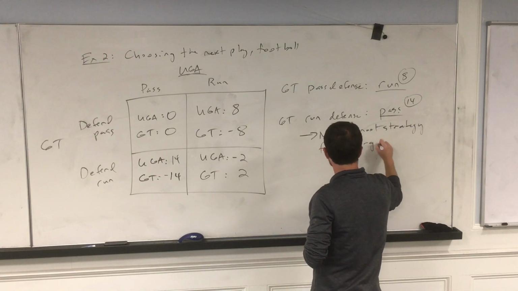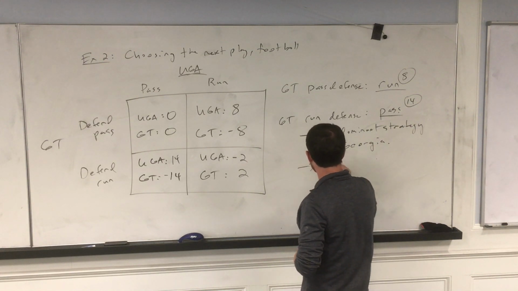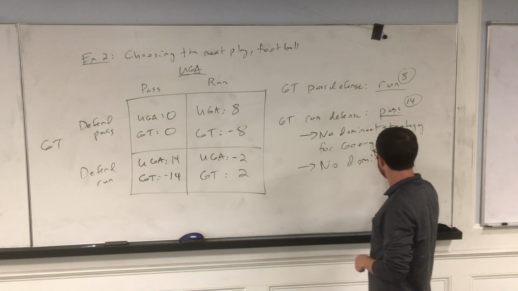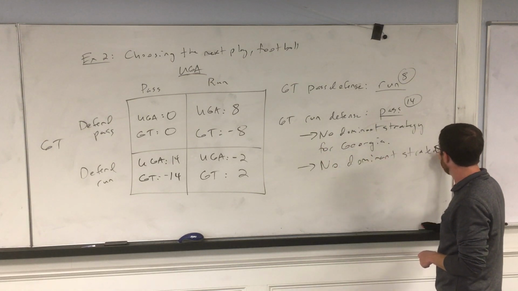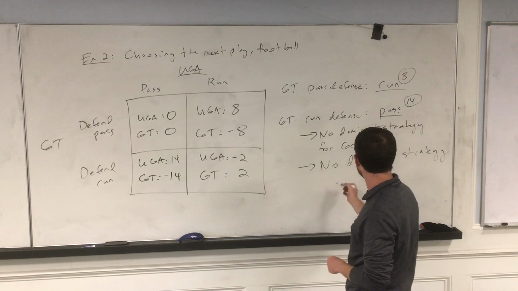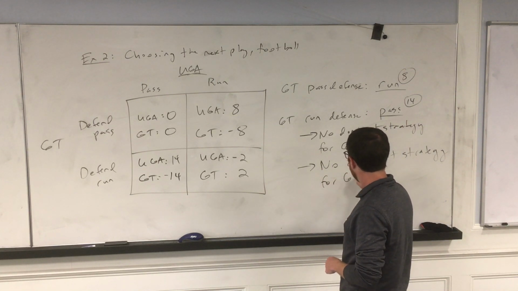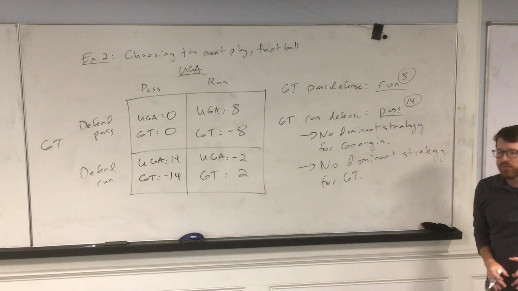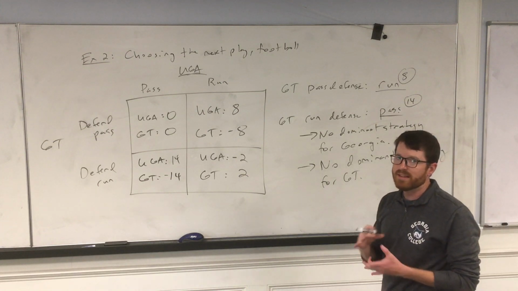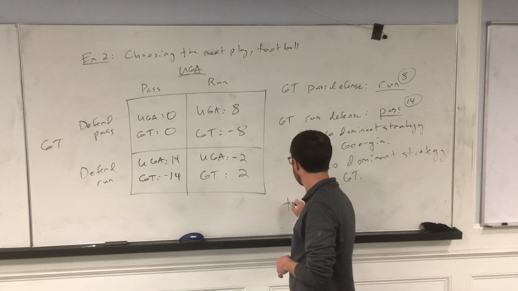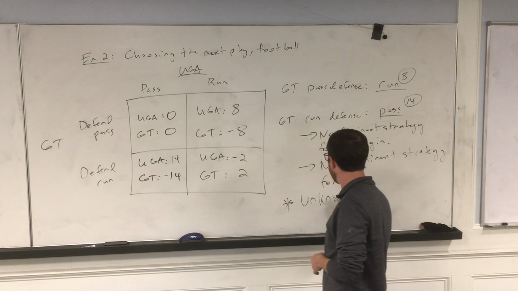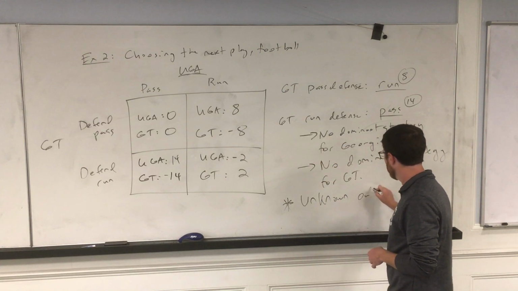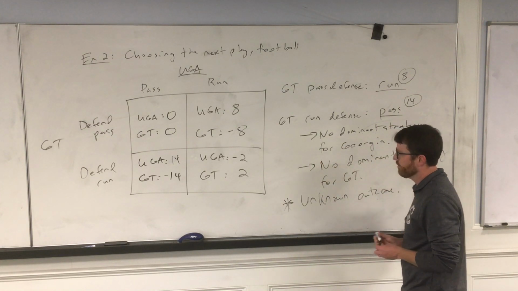If you run through this, you should also find that there's no dominant strategy for Georgia Tech. See if you can do that. Pause the video right now and see if you can identify that that's the case. So given all of this information, the result is unknown. There is no competitive equilibrium. We don't know what will occur.